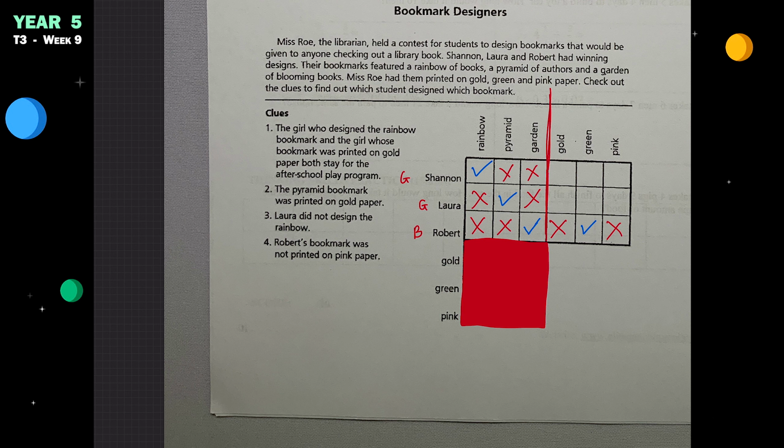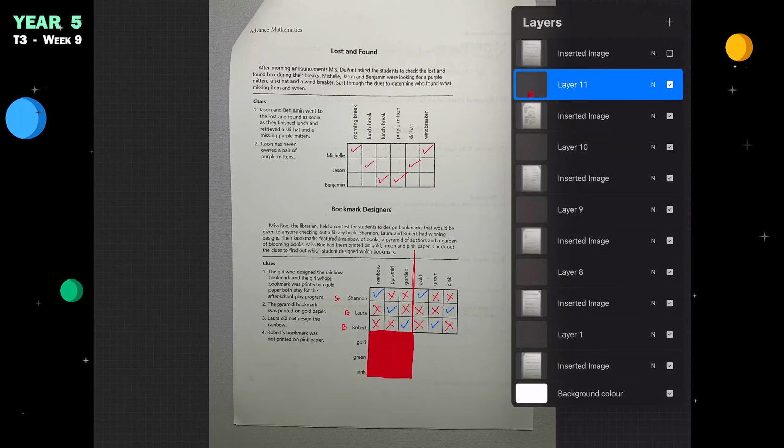And what else do we know? The pyramid bookmark was not printed on gold. Wait, let me just cross out this one. Robert's one was green, so there's only gold and pink left. If the pyramid bookmark was not printed on the gold, who had the pyramid? Okay, so since Laura had the pyramid, her one's not on gold. Therefore, her one has to be on pink. Since her one's on pink, that means that Shannon must be the one that's on gold, and you're done. Next page.